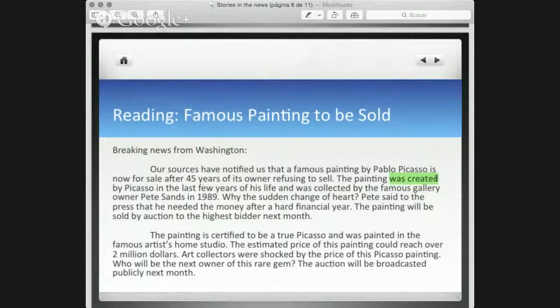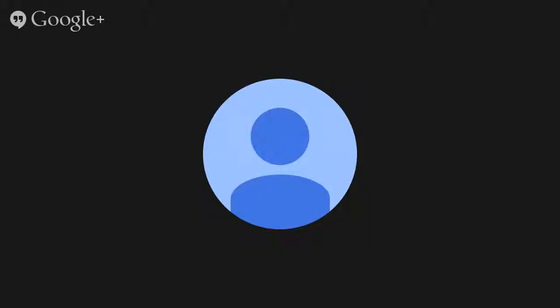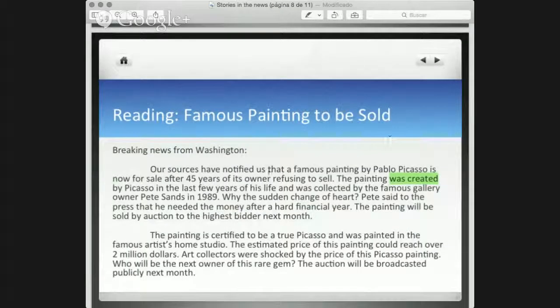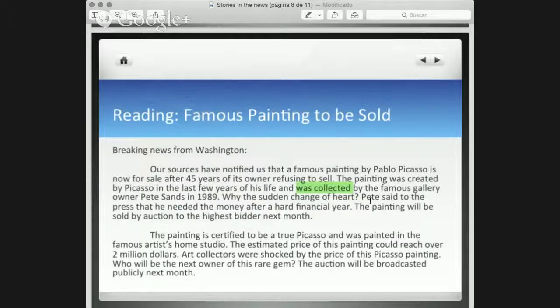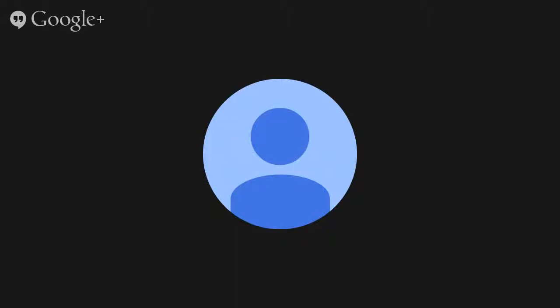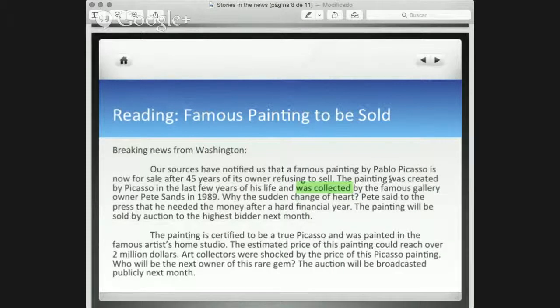Good. It was collected. Exactly. It was collected by the famous gallery owner Pete Sands. Good. There's one more in that paragraph. Will be sold. Exactly. Good. So these last two examples were the past, right? Past passive voice, and this is in the future, right? It will be sold by auction. Exactly. Awesome. Good job.